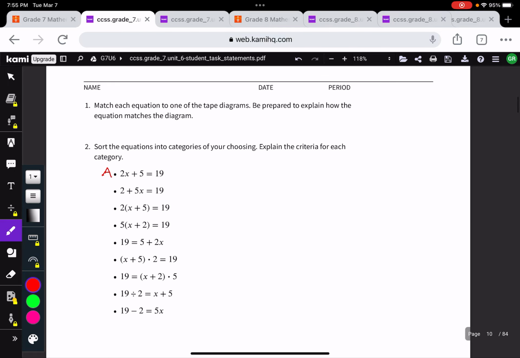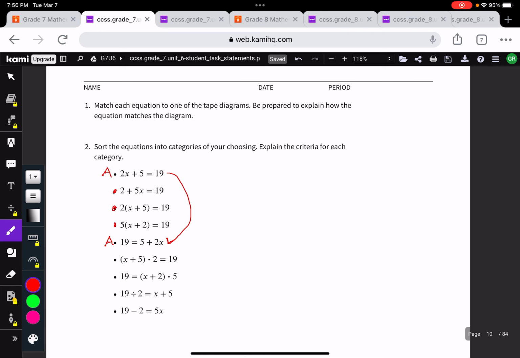Let's look. I don't think it's that one. I don't think it's this one. 2x plus 5, I don't see that. Oh, I do see 19 equals 5 plus 2x.